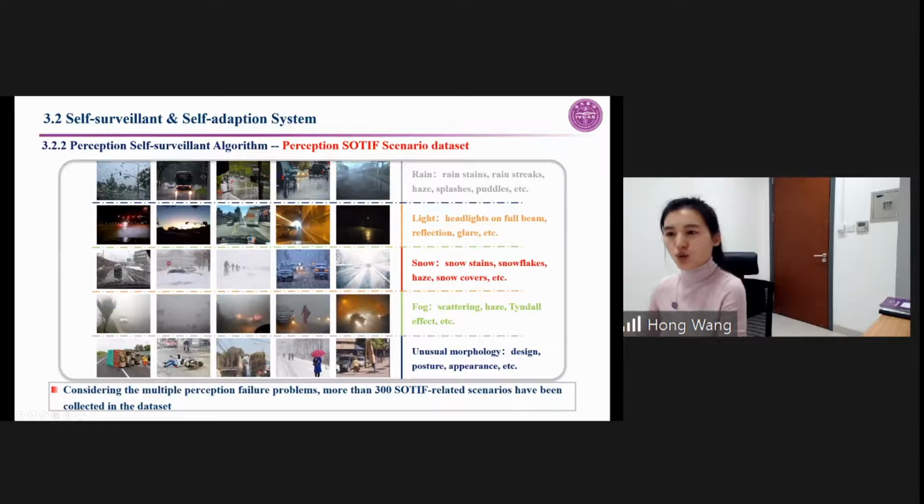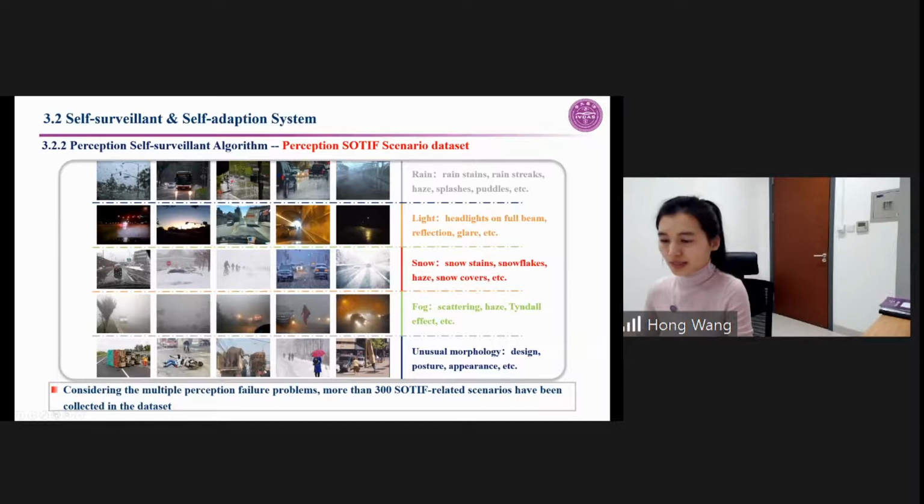Based on this question, we established a perception SOTIF scenario database or data set. We collected perception failure scenarios, like a rainy day, with rain stains, rain streaks, haze, and such as the light, headlight full beam, reflection, glare, and so on. And the snow day, like snow stains, snowflakes, haze, and snow covers. Foggy day is scattering, haze, and candle effect, and so on. And also some unusual morphology, like design, posture, appearance. Like this, it is hard to recognize whether it is a person or the big beam, right?